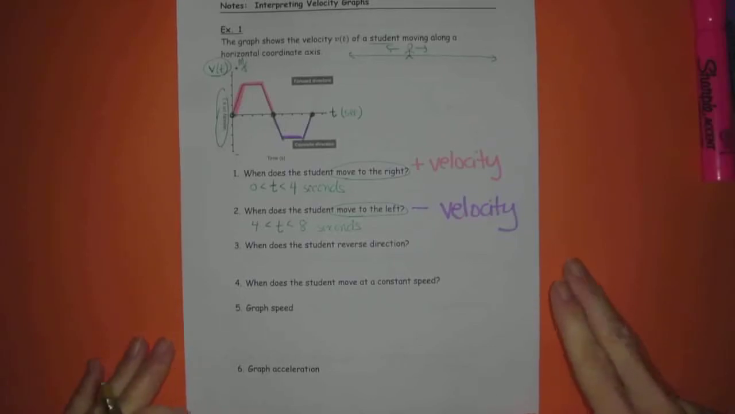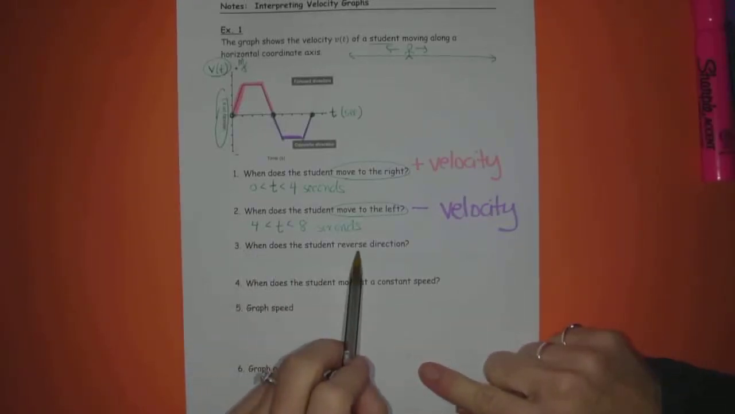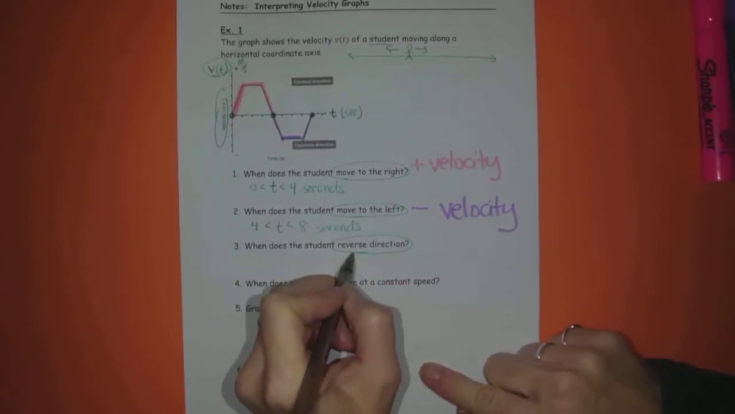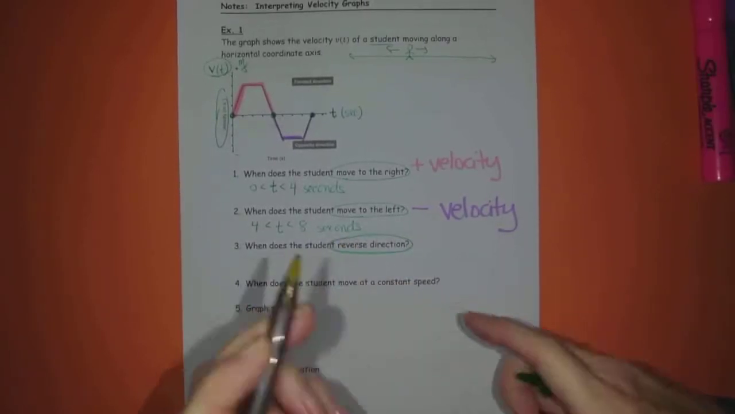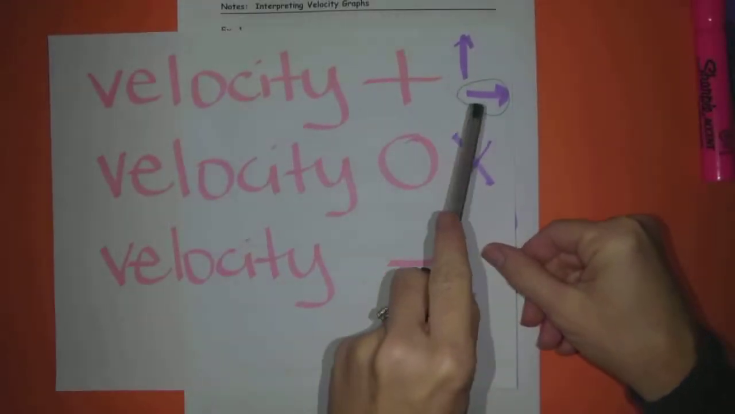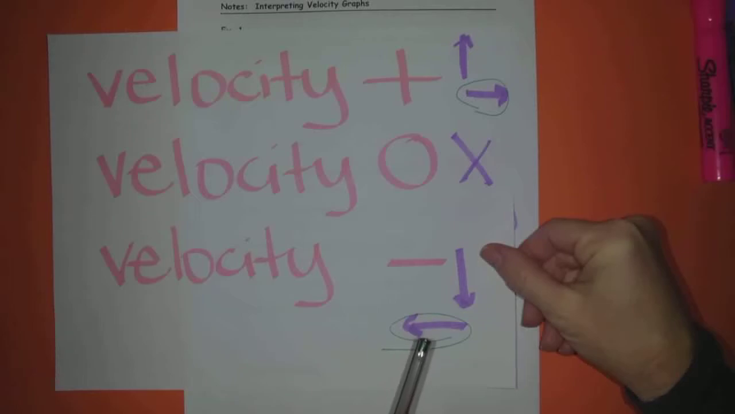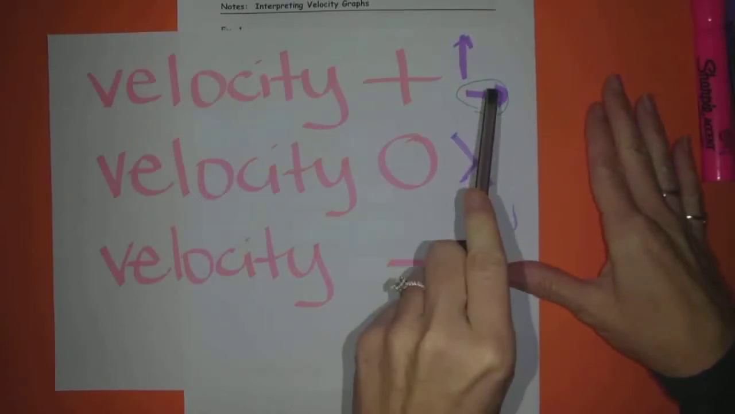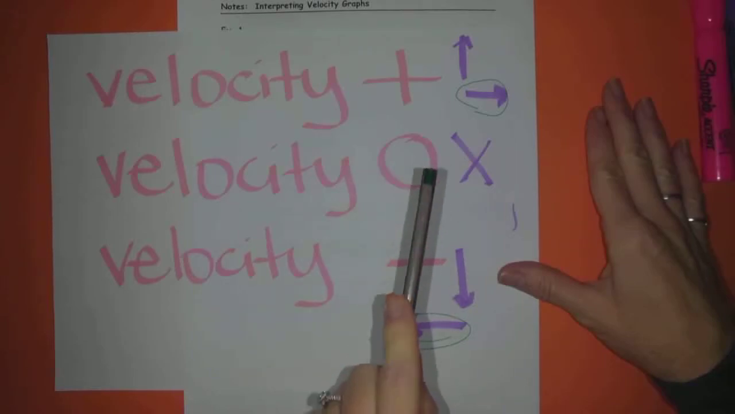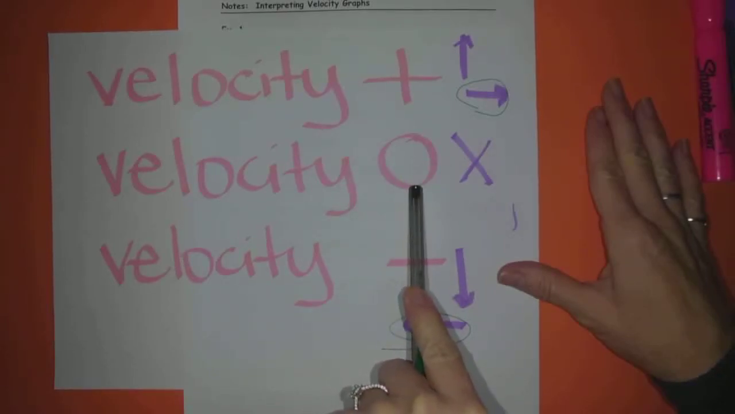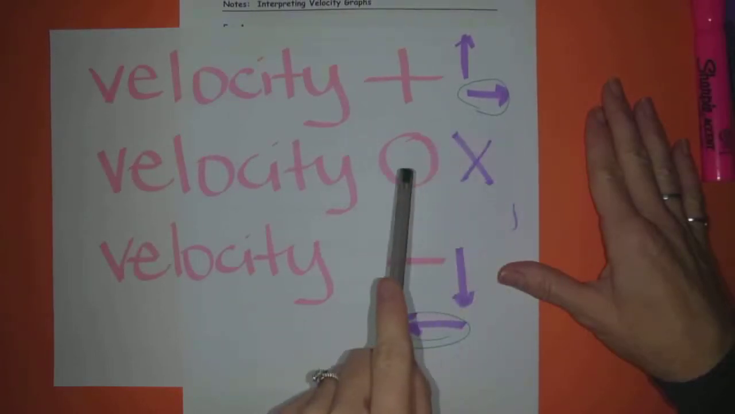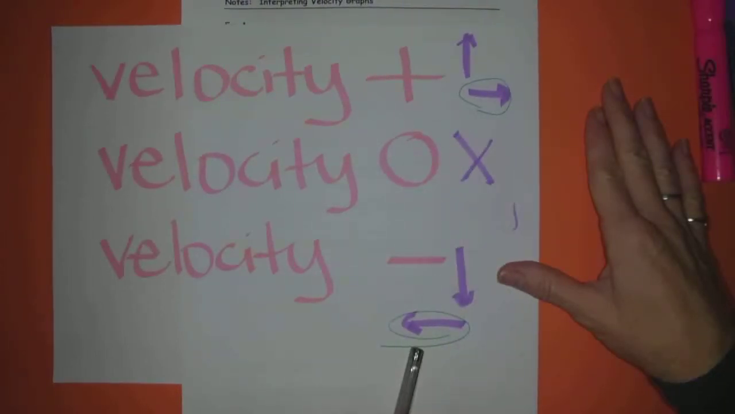Okay, number 3. When does the student reverse direction? Well, we know there will be a change in the direction of the movement when we change from our right to our left. And there's only one way to change from the rightward movement to the leftward movement, and that's to stop and hit 0 and make that turn. So you would be moving right, you would stop, turn around, and start moving left.